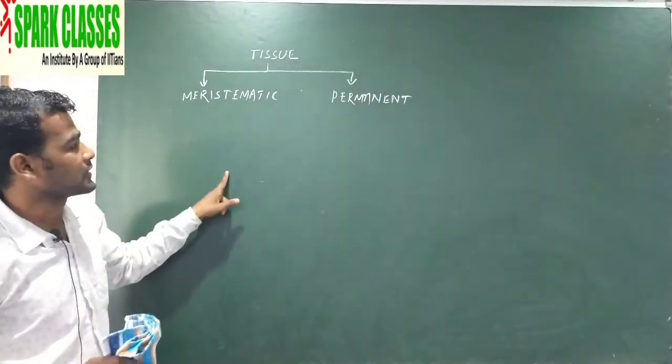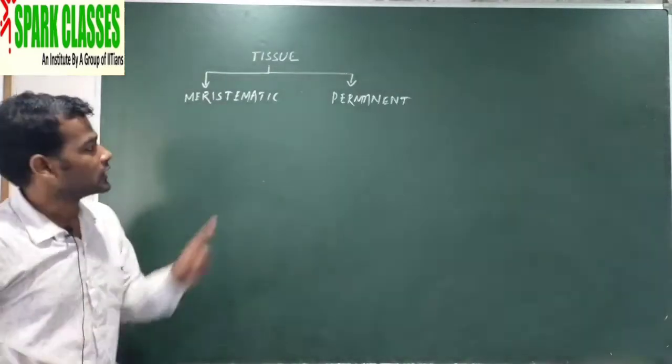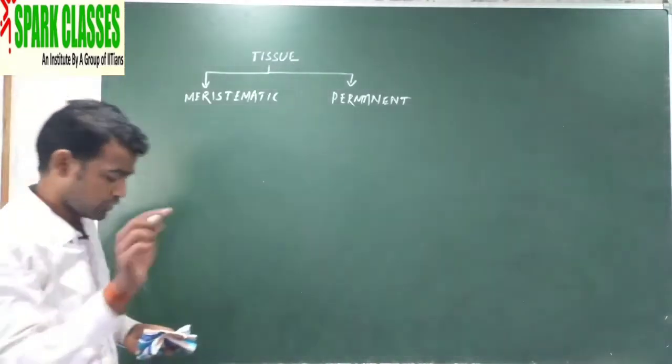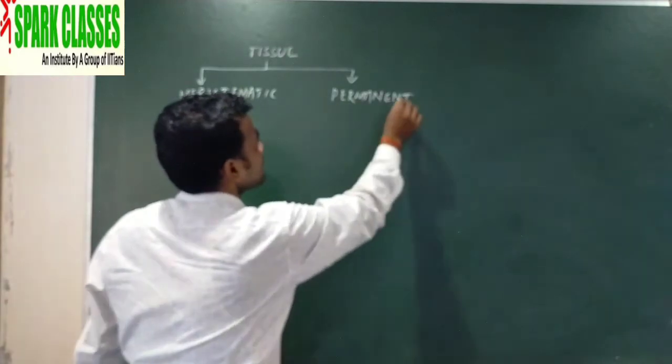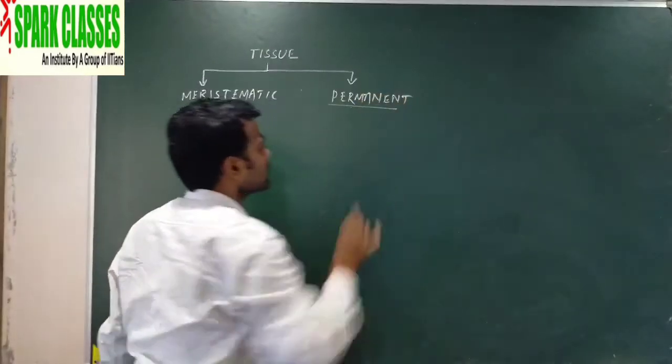Different types of meristematic tissue and the important questions, I already told you last class. If you still have any doubt in the meristematic part, you can ask in your comment section. Okay, so I will clarify at the end. So next is permanent tissue. If you come to the permanent tissue, already the definition we have discussed last class.